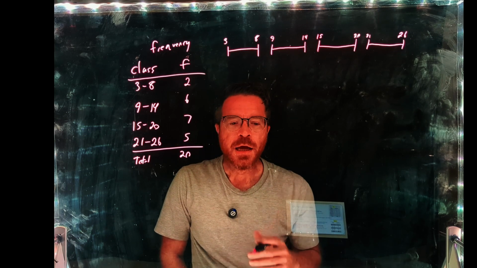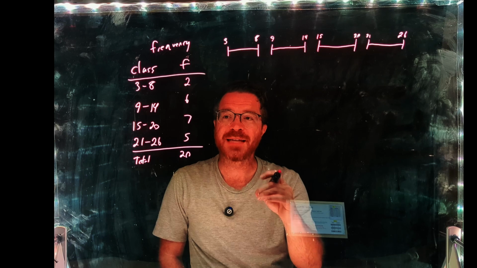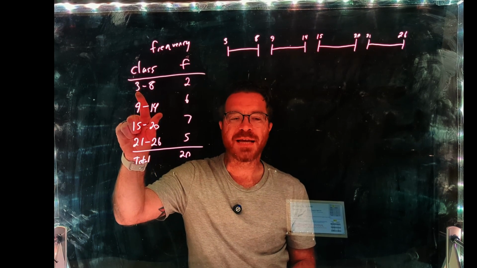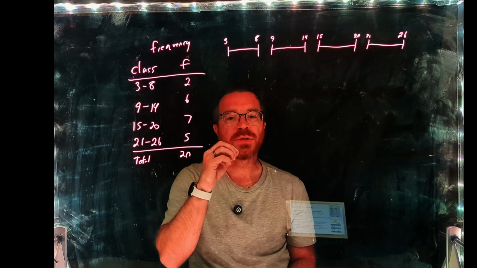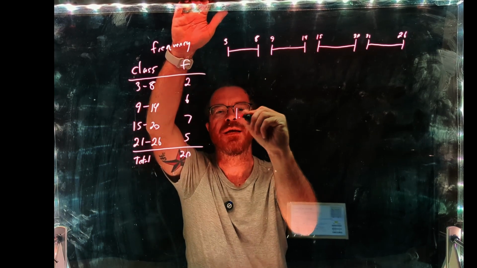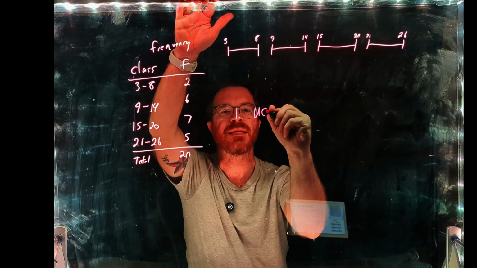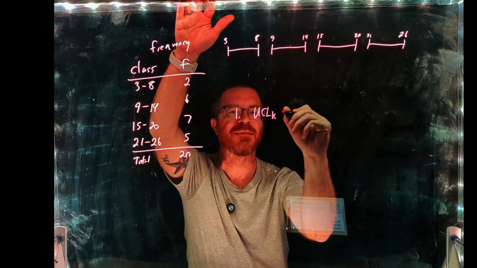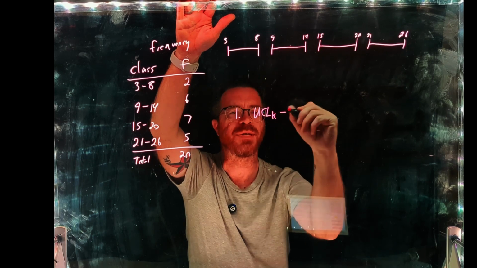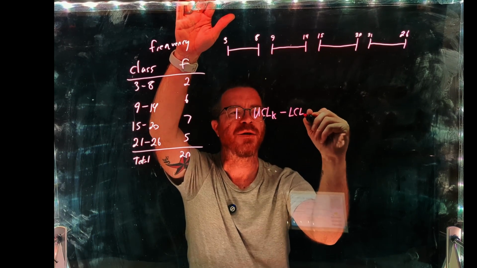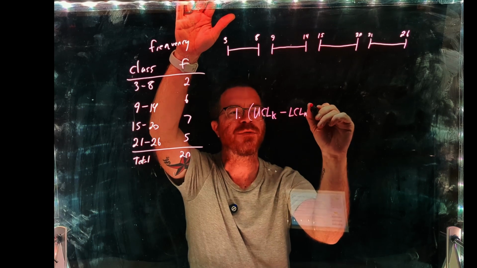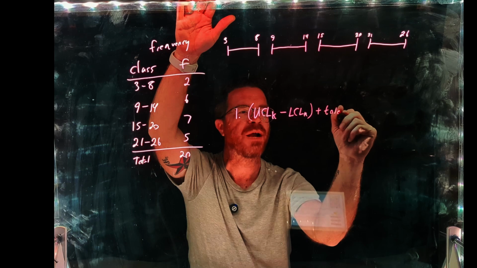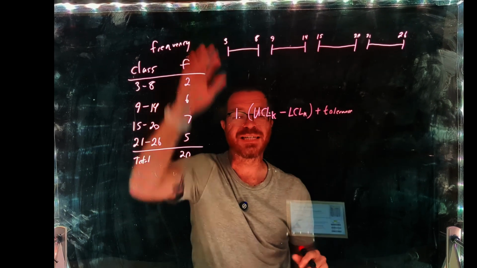So the first way is that we can find our class width by taking the upper class limit minus the lower class limit and then adding something called tolerance. So we're going to take our upper class limit, actually let's use K to represent our class limits instead of our individual data points, minus the lower class limit for group K, and then once we've subtracted that, we are going to add our tolerance. Now, this is where most students actually get it incorrect.